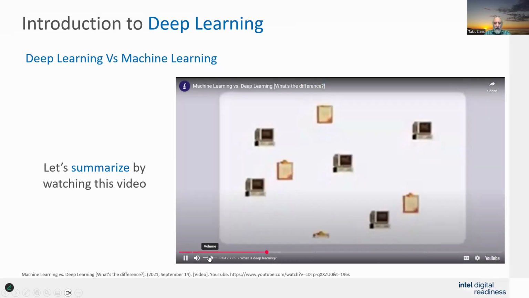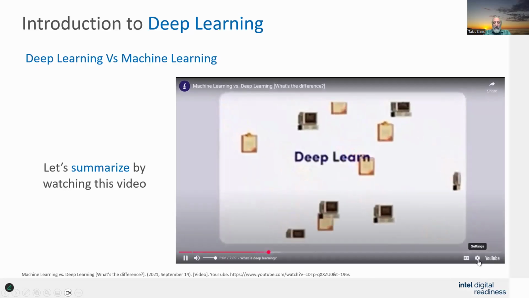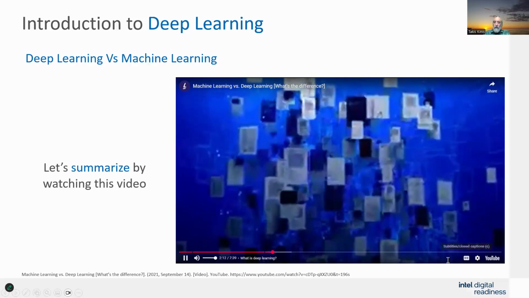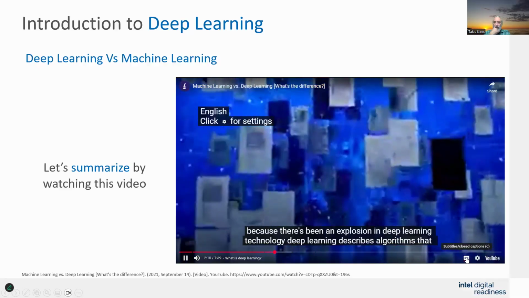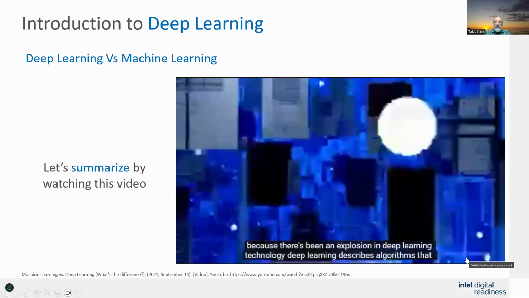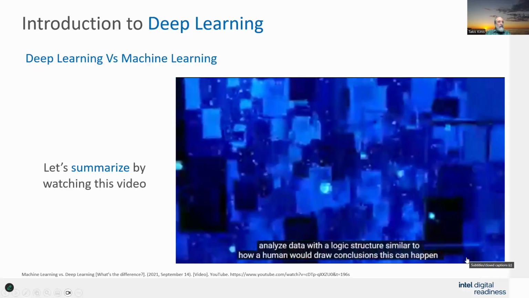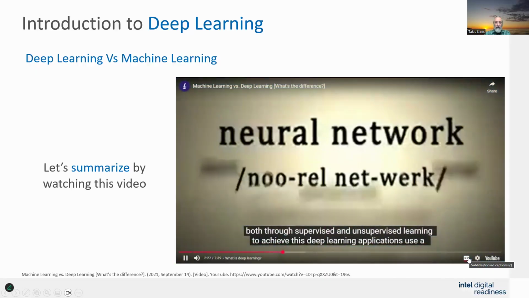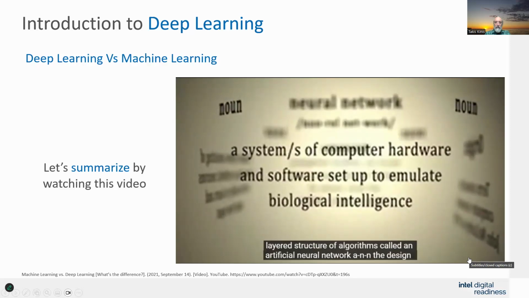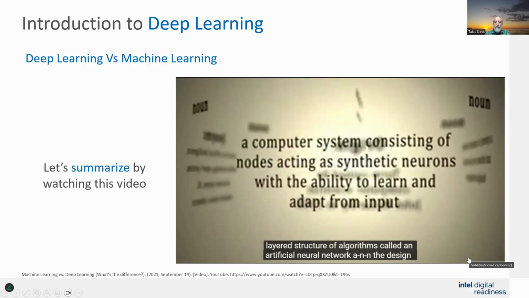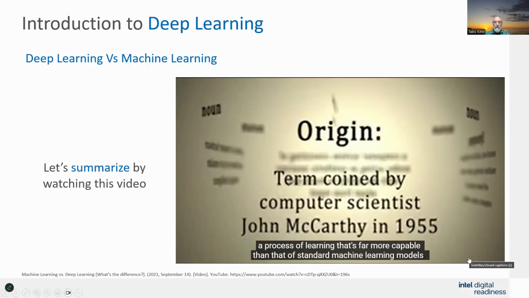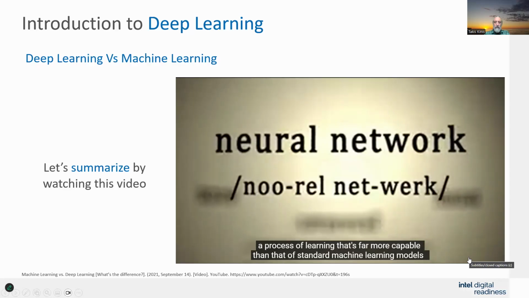What is deep learning? Deep learning algorithms can be regarded as a sophisticated and mathematically complex evolution of machine learning algorithms. This field has been getting lots of attention lately in the mainstream because there's been an explosion in deep learning technology. Deep learning describes algorithms that analyze data with a logic structure similar to how a human would draw conclusions. This can happen both through supervised and unsupervised learning. To achieve this, deep learning applications use a layered structure of algorithms called an artificial neural network, ANN. The design of such an ANN is inspired by the biological neural network of the human brain, leading to a process of learning that's far more capable than that of standard machine learning models.